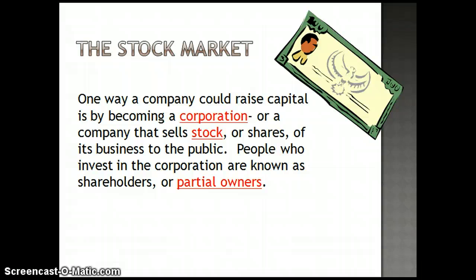One way that a company could do this and raise the capital they need is by becoming a corporation, or a company that sells stock or shares of its business to the public. People who invest in the corporation are known as shareholders, and they're actually considered partial owners because they're paying for the expenses of running that business.